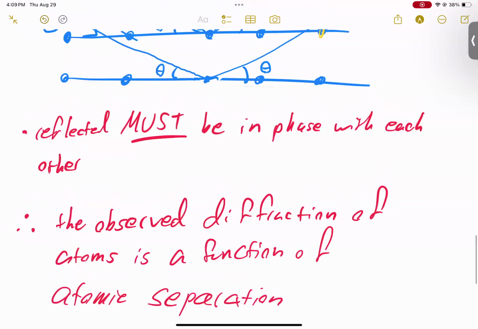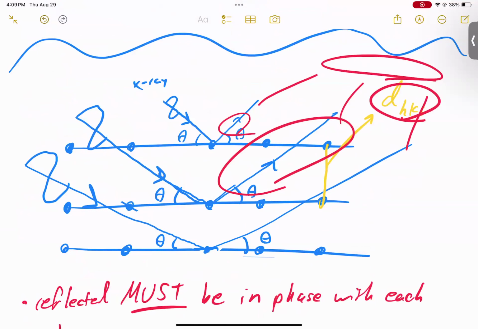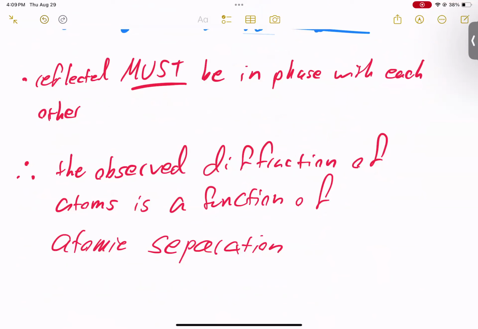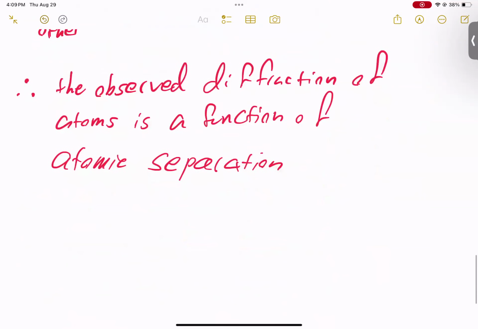So knowing that this reflected light must be in phase, and we see that it is heavily determined by the atomic separation, we can then relate the two by a certain wavelength. So that we can say that the observed diffraction or the observed reflected wavelength is a function of the atomic separation. Atomic separation is very important in this case, and this is something called Bragg's law.